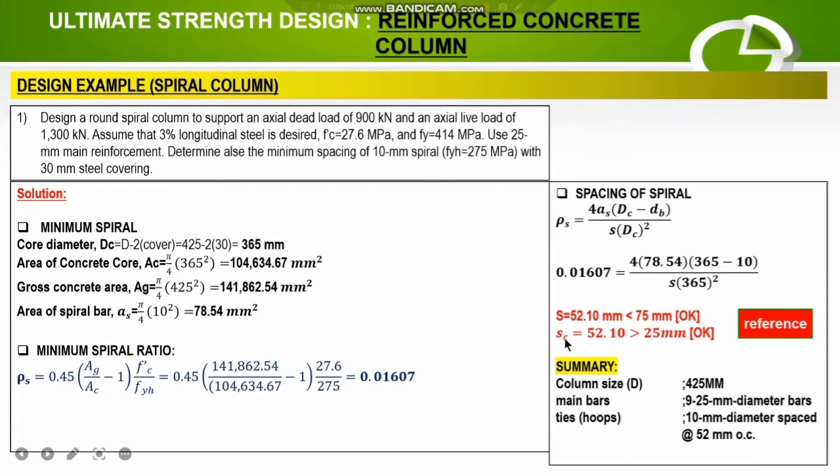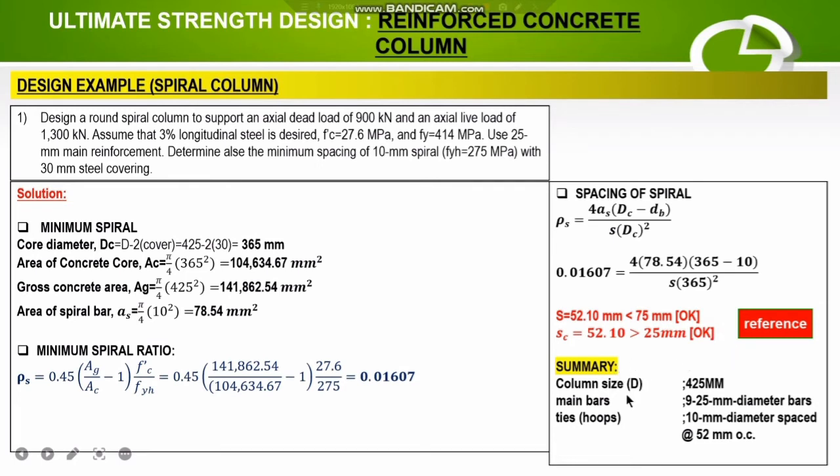Then for the minimum requirement of the clear spacing, S sub C is equal to the computed value of 52.10, and the limiting condition for the minimum spacing is 25 mm. Since 52.10 mm is greater than 25 mm, the spacing of our spiral reinforcement is okay and acceptable.